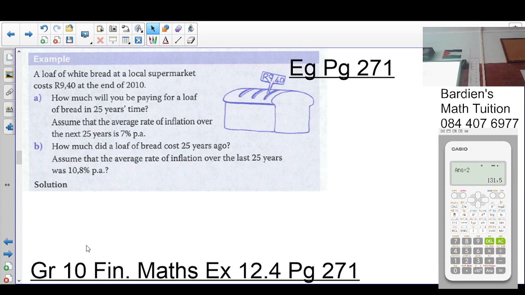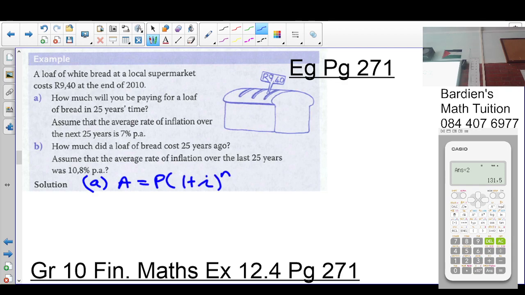So how much will you be paying for a loaf of bread in 25 years time? Assume that the average rate of inflation for the next 25 years is 7% per annum. Alright. So let's look at the first case. For inflation, which formula do we use? Compound. So A is equal to P into 1 plus i to the exponent n. The starting price was 940 into 1 plus i, which is 7%, so 0.07, to the exponent 25, since it's for 25 years.